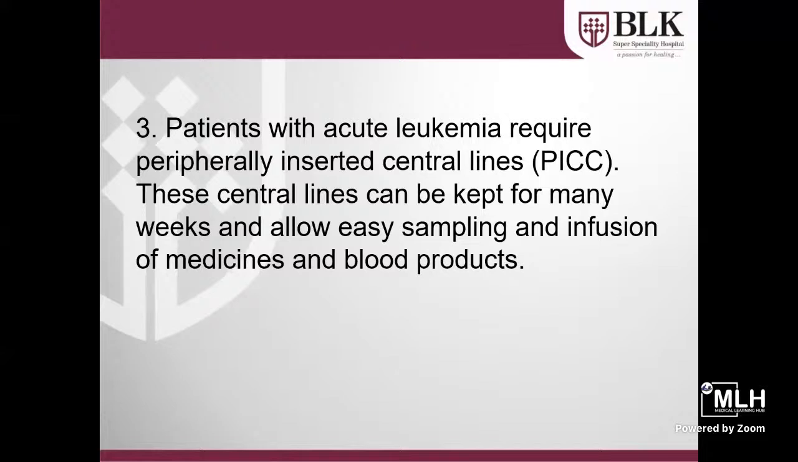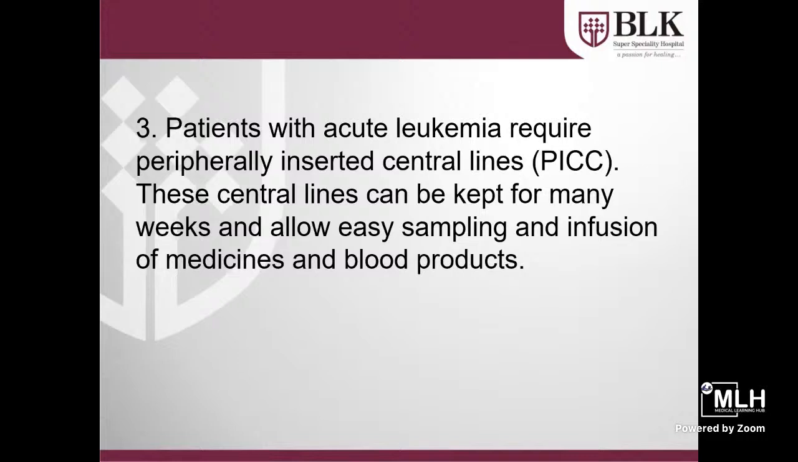Here, the third case, a patient with acute leukemia required a peripherally inserted central line. What happens is, when you make a diagnosis of leukemia, these patients are then treated with chemotherapies. Because these patients remain admitted for 1 month and aggressive chemotherapies have to be given, you need a good line. A line means a good vein from where you can put a central line so that you can keep giving chemotherapies, blood, platelets, and other antibiotics needed during that period through this line. And you can easily take samples from this line.